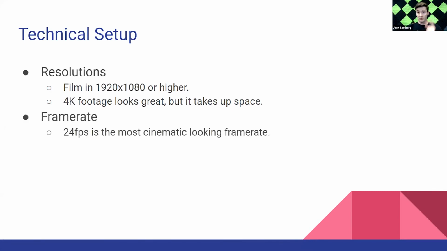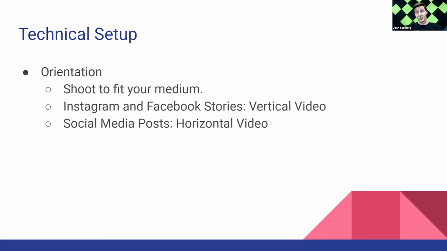Then frame rate. Always try shooting in a frame rate of 24 FPS if you can. That's 24 frames per second. Filmic Pro has this feature and will allow you to do it. It is by far the most cinematic looking frame rate, and it works wonders when you have an interview or anything like that.